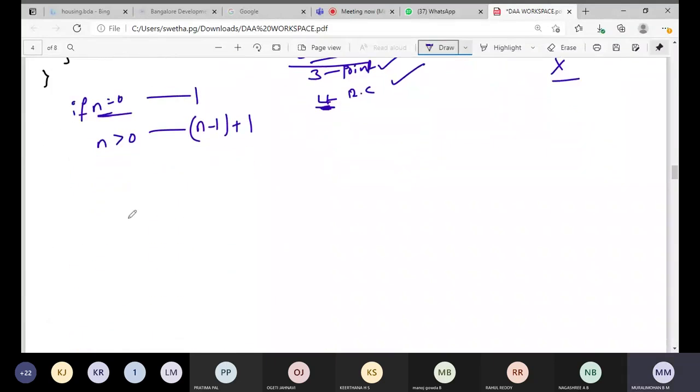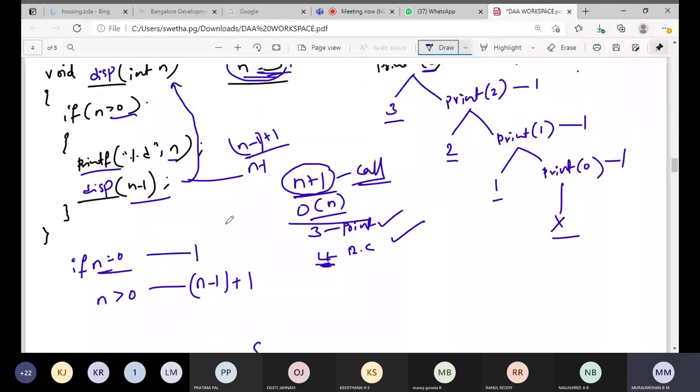So now we will build a recurrence relation. The total time taken, t of n, is the sum of t of n minus 1 plus 1, right? That plus 1 means that is n. Yes or no? So that is what we are having here, right?